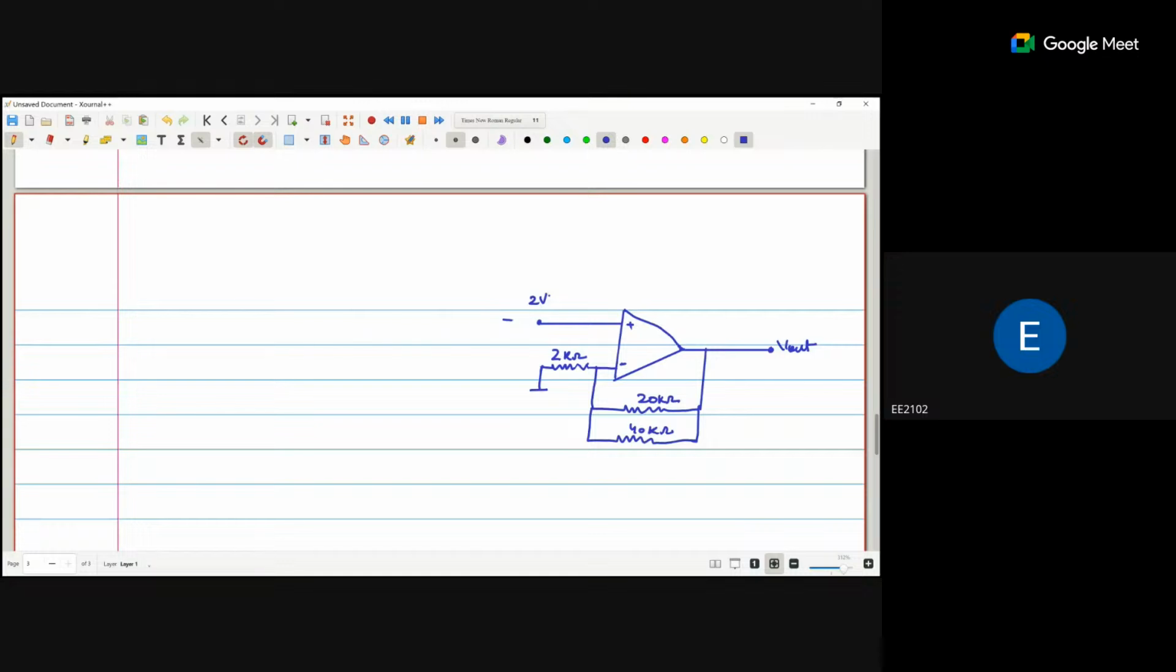Yes, what is the output voltage? So 15.33. 15.33. Any other answers?